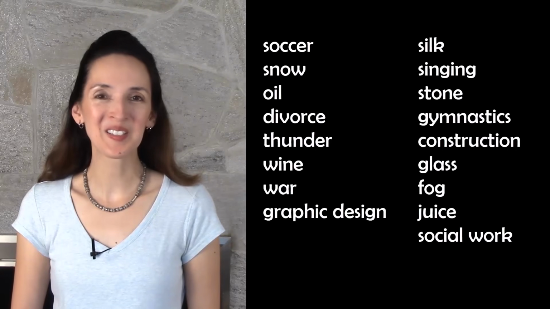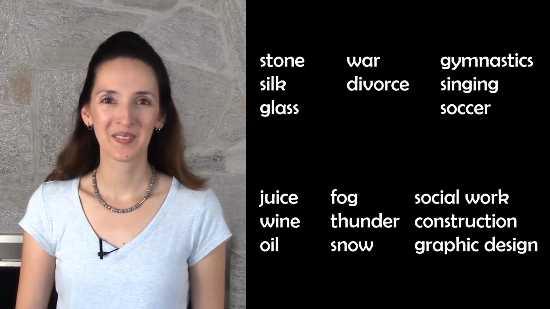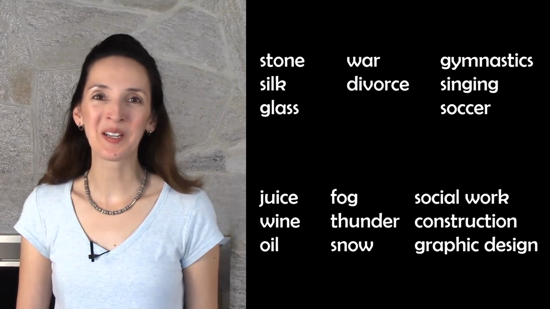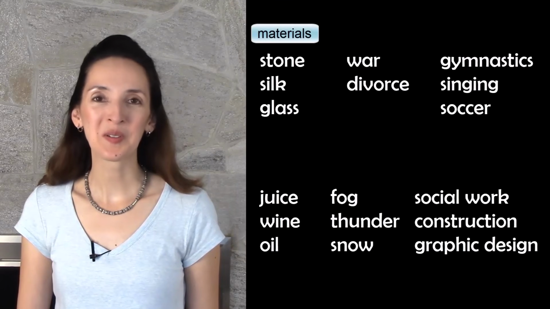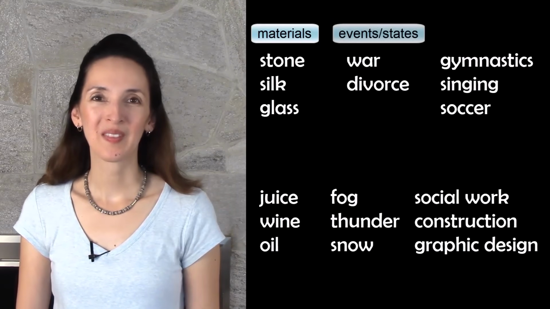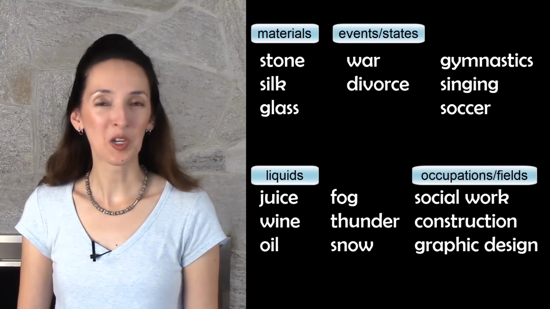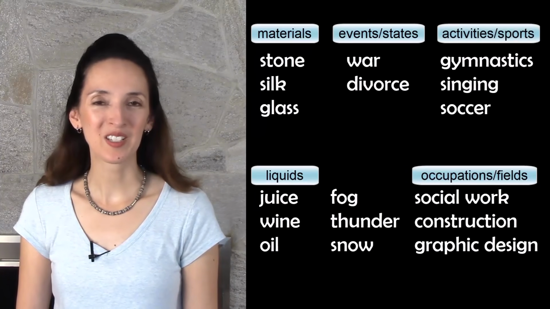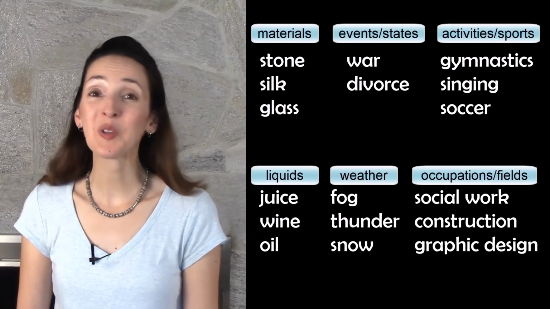Ready to see the answers? Here they are. What are the categories? I'd suggest these labels: materials, events, liquids, occupations, activities, weather. How did you do?